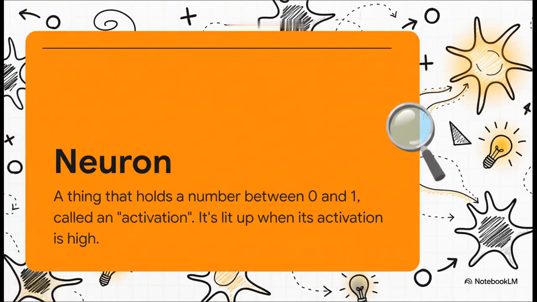And the most basic unit of this brain is the neuron. Now, it's really important not to get too hung up on the biological comparison here. For our purposes, a neuron is just a thing that holds a number between 0 and 1. We call this its activation. You can think of it like a little light bulb. If the number is close to 0, it's dim. If it's close to 1, it's burning bright. That's it. That's all a neuron is.